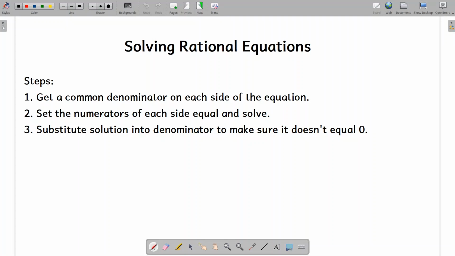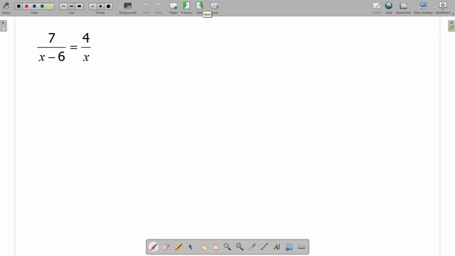We need to make sure when we get our solutions, we plug them back into the denominator to make sure that that value isn't going to make the denominator equal to 0. If it does, we're going to throw it out. It's an extraneous solution. If there are no other solutions left over, that just means that there is no solution to that equation. So we're going to just look at a bunch of examples.